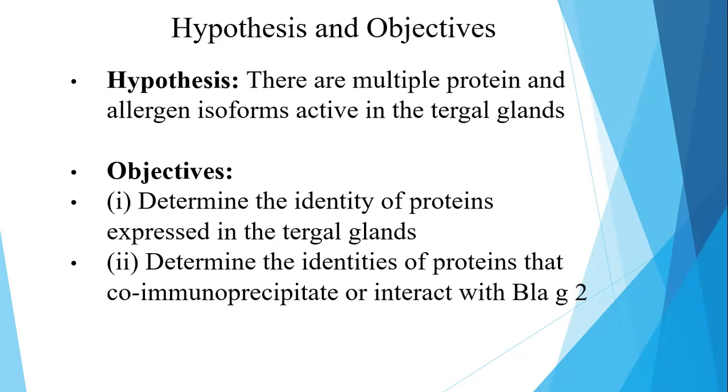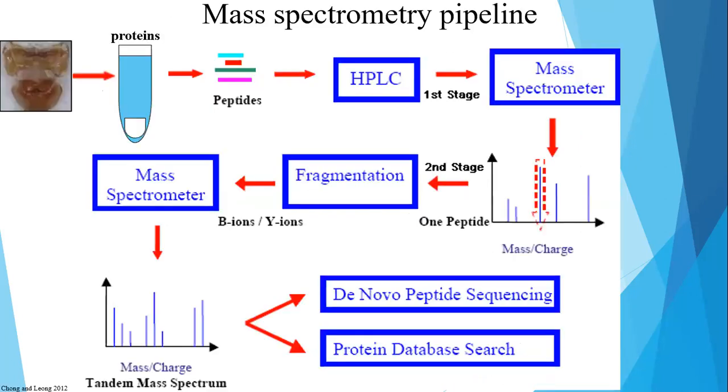And so my hypothesis and objectives are as follows. My hypothesis is that there are multiple protein and allergen isoforms active in the Tergal glands. My objectives are to determine the identity of proteins expressed in the Tergal glands, and also determine the identities of proteins that co-immunoprecipitate or interact with BLOG2.